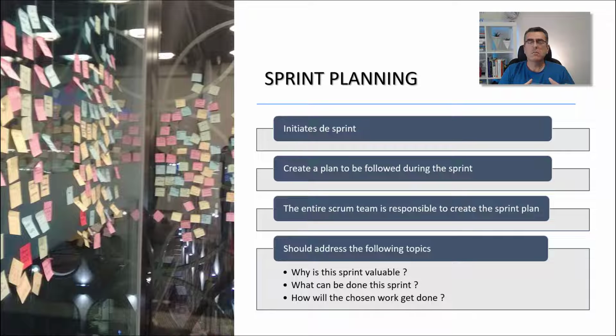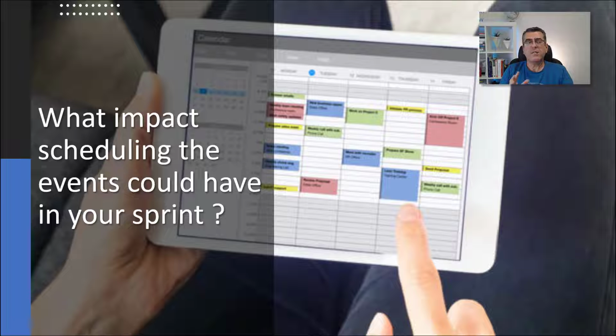But Scrum Guide does not mention scheduling the sprint. And it's something that I've been experiencing with some teams, that when we go to schedule some events, some activities in the plan, in the sprint, there are some small points that I like to address with you in this video. The first question is, what impact could scheduling the events have in your sprint?